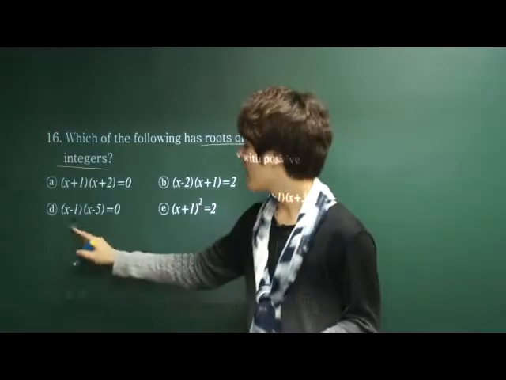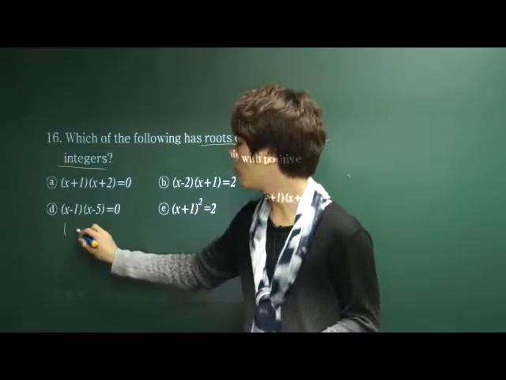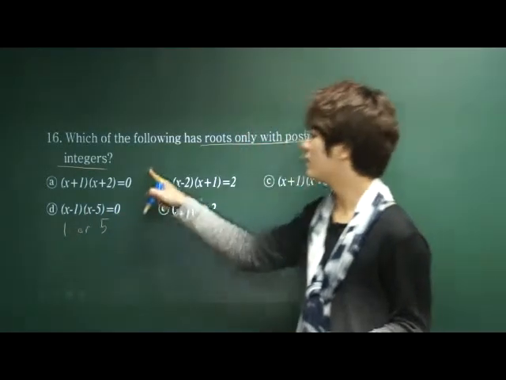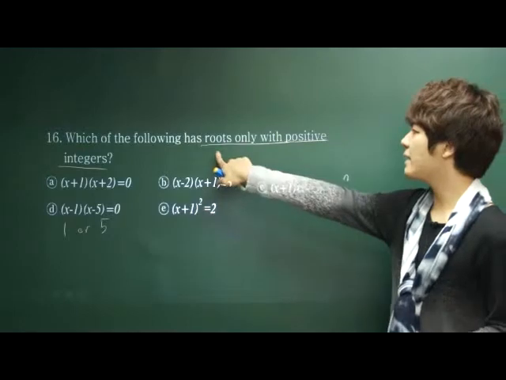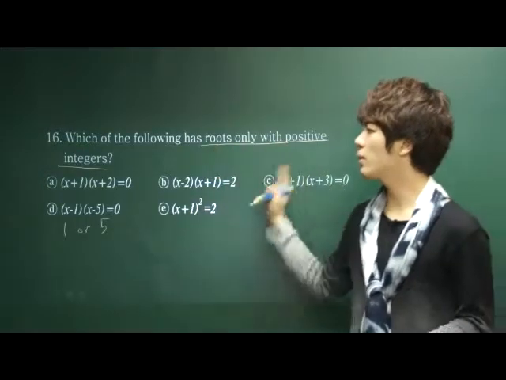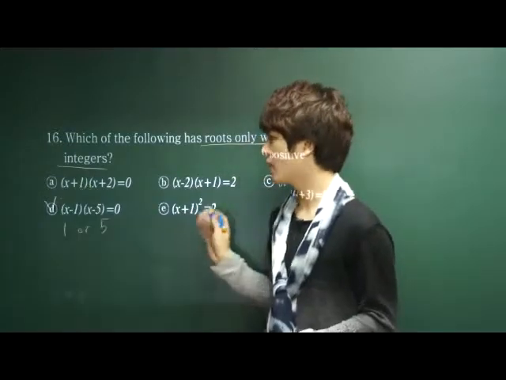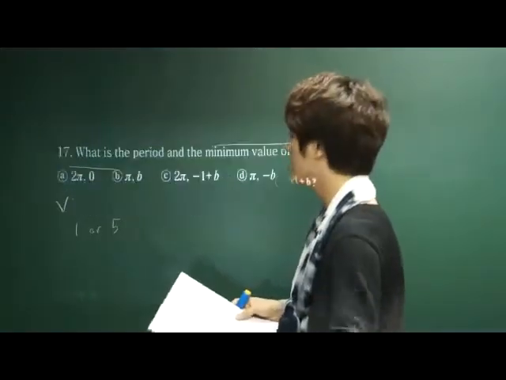What about D? x should be either 1 or 5 to make the whole equation 0. Therefore, it satisfies this statement, which is that it has roots with only positive integers, right? Therefore, the answer should be D. Okay, let's move on to the next question.